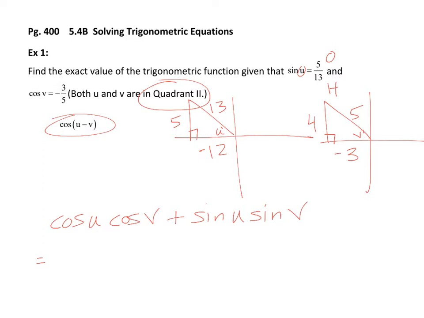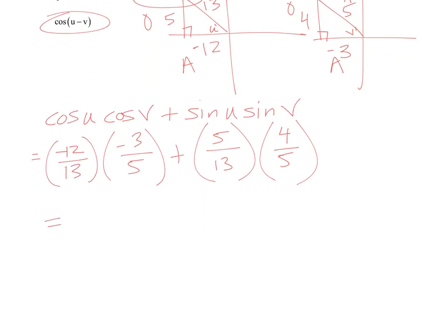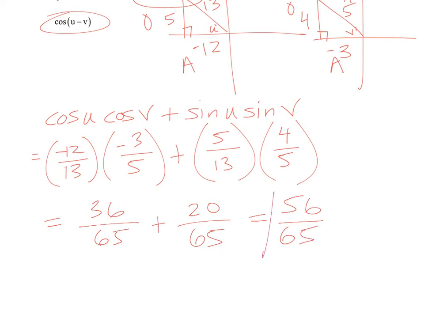All right, cosine of u, we have adjacent, opposite, hypotenuse. Okay, so cosine of u, we're going to have adjacent over hypotenuse. Cosine of v, we're going to have adjacent over hypotenuse. Sine of u, we're going to have opposite over hypotenuse. And sine of v, we're going to have opposite over hypotenuse. All right, simplify this, and we get 36 over 65 plus 20 over 65. And I get 56 over 65. Done.